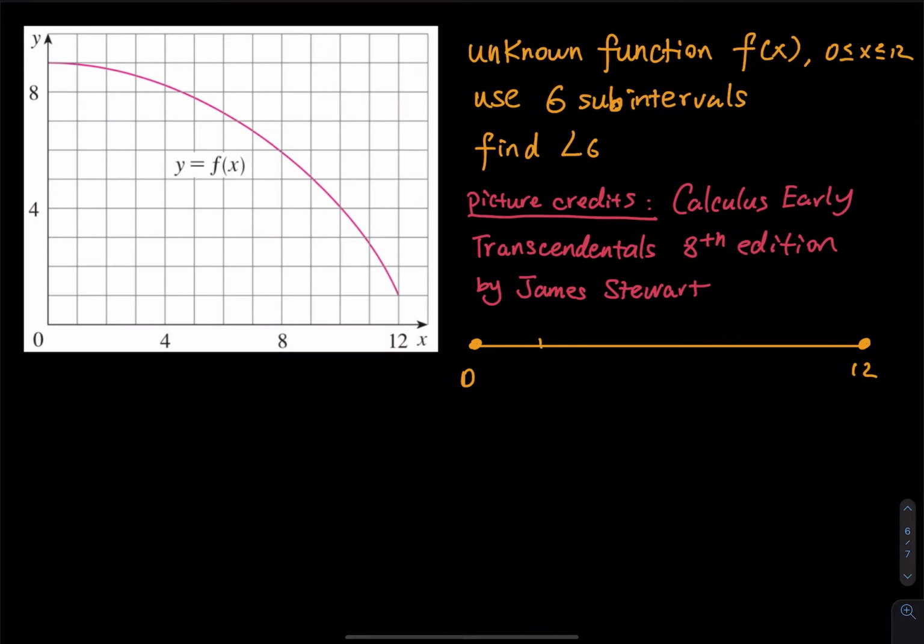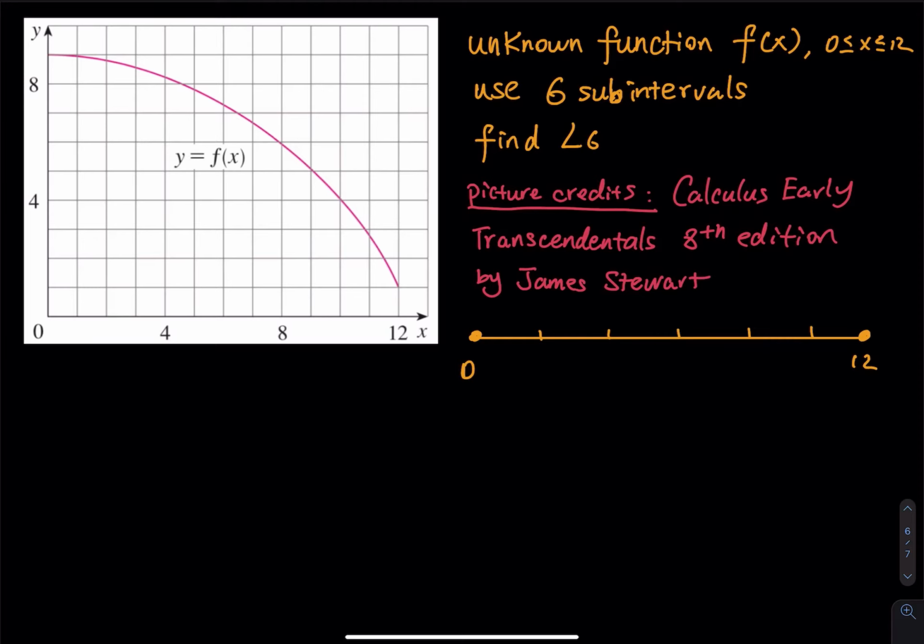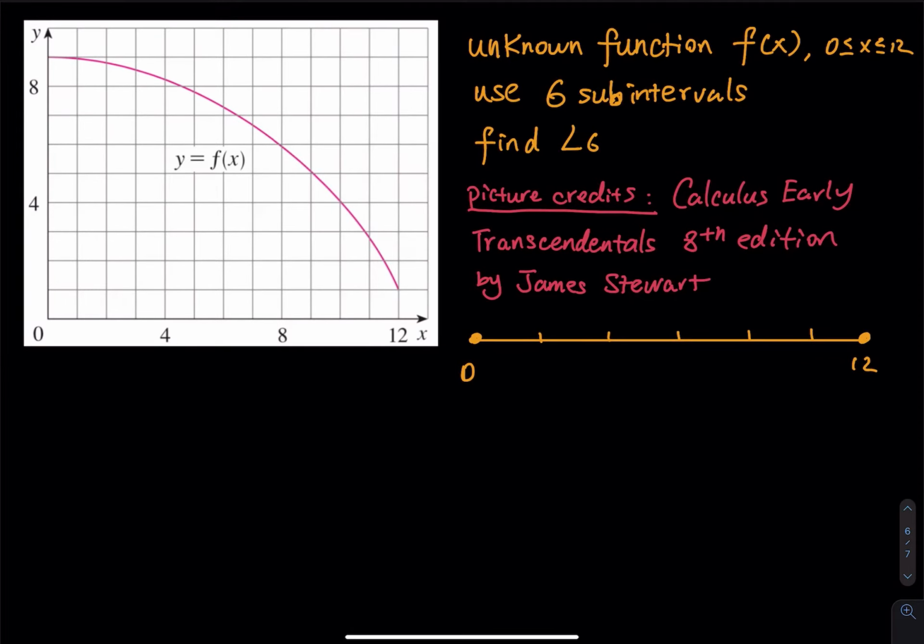So that is 1, 2, 3, 4, 5. But how long is each piece? You cut that into 6 pieces, right? 1, 2, 3, 4, 5, 6, 6 pieces. How long is each piece? When you look at a textbook, they call the width delta x. The triangle is called delta x. Delta x means the width of an interval.